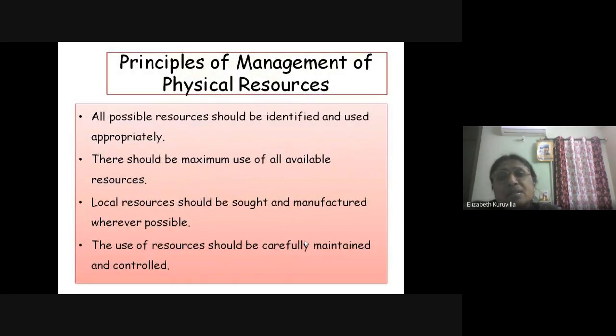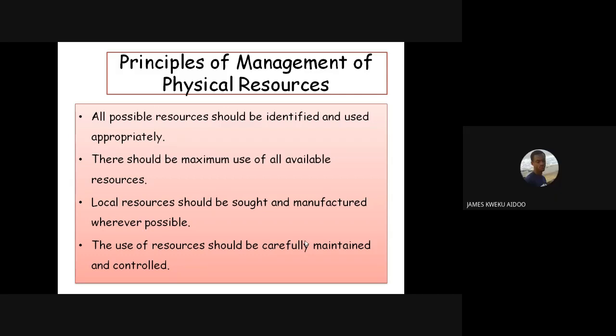Now comes the principles of management of physical resources. So I request James to read this part. Principles of management of physical resources. Okay, ma'am. 1. All possible resources should be identified and used appropriately. 2. There should be maximum use of all available resources. 3. Local resources should be sought and manufactured wherever possible. 4. The use of resources should be carefully maintained and controlled. Thank you.